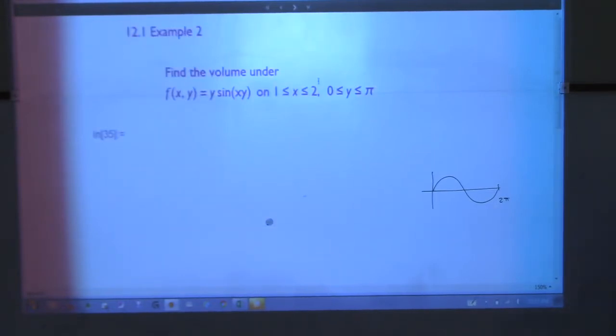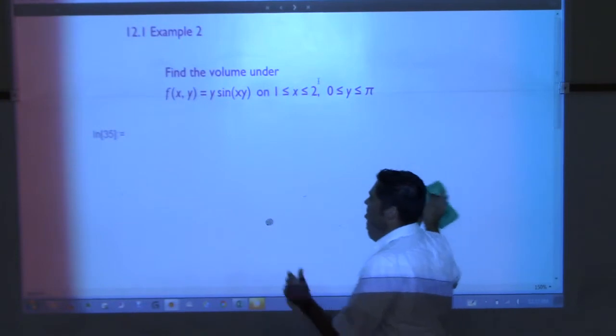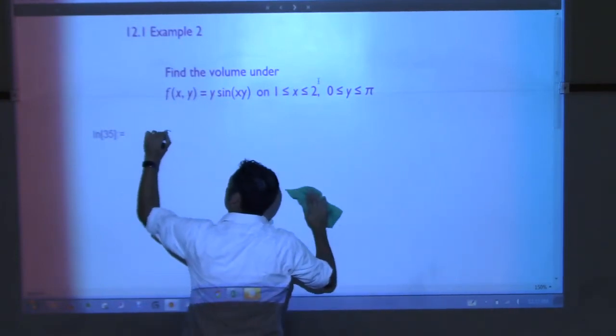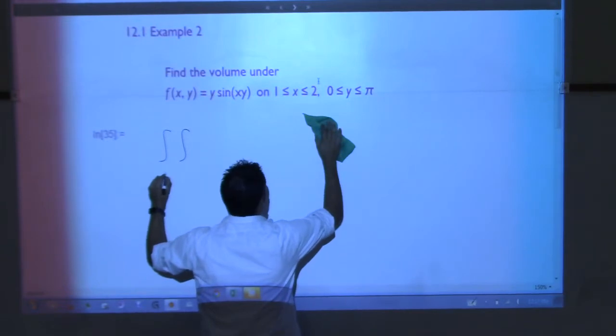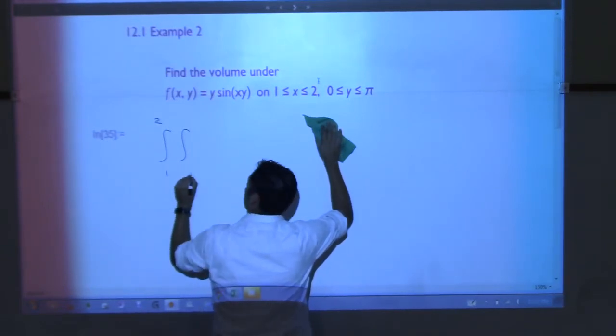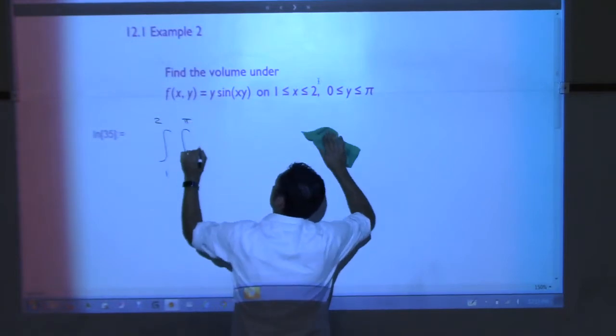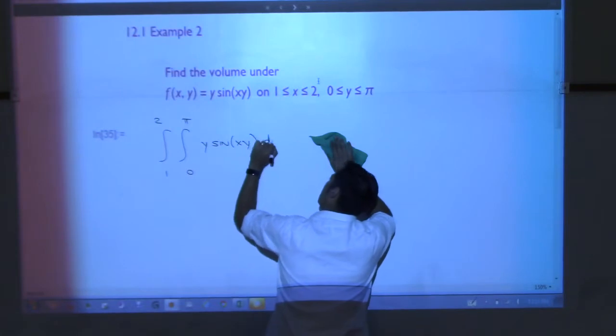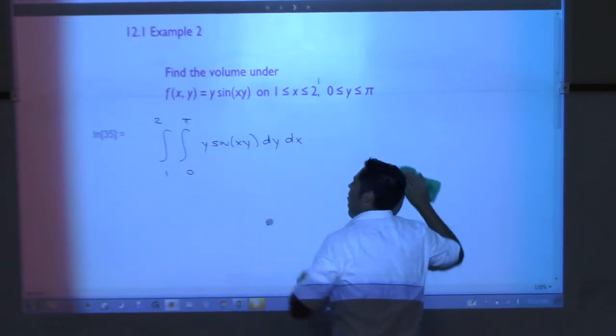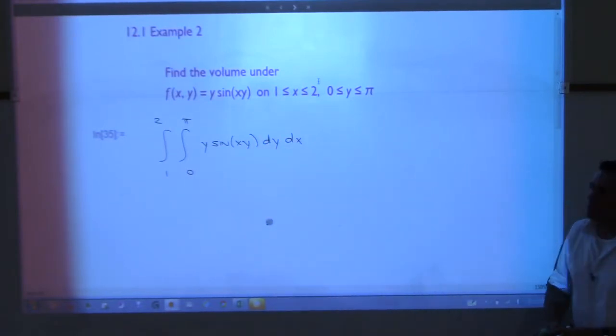All right, let's do our double integral. Let's set up. I'm going to do the y first. Let's see. 1 to 2 here, and then I'm going to go 0 to pi here. And we're going to get y sine of xy dy dx. Is that correct setup? Do I have my limits of integration in the right place?